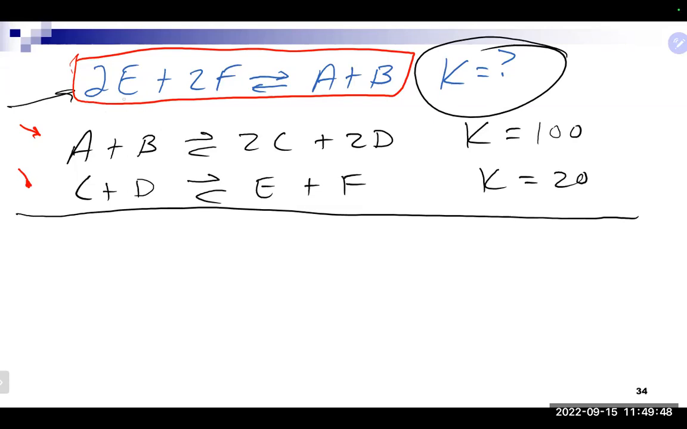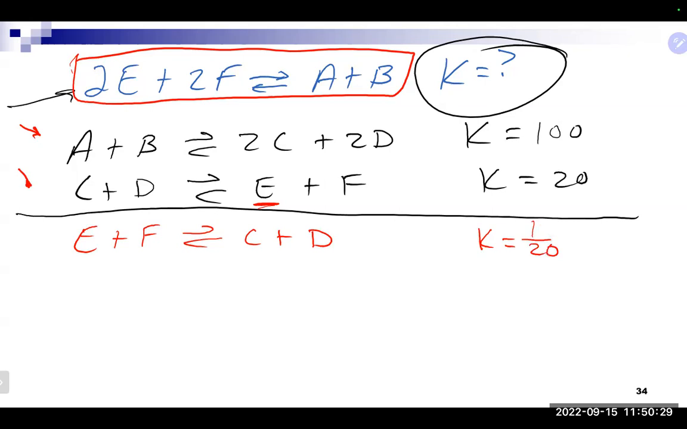So I would start with E here, and I see E is on the left, and obviously this is the only equation where E is there, and it's on the right-hand side. So right off the bat, I do know I need to reverse it and flip it around. In addition, I don't need one E when I'm done, I need 2. So I also need to multiply by 2 to get me the right amount. So the first thing I'm going to do is reverse this thing, which would be E plus F goes to C plus D. When I reverse it, my equilibrium constant then becomes 1 over the original value, because I reversed it. So that'll be 1 over 20.